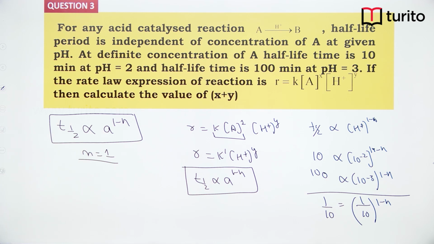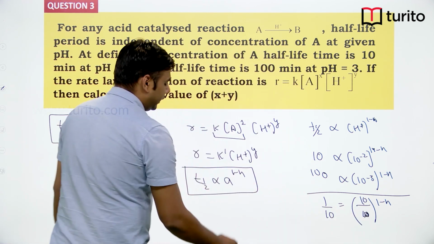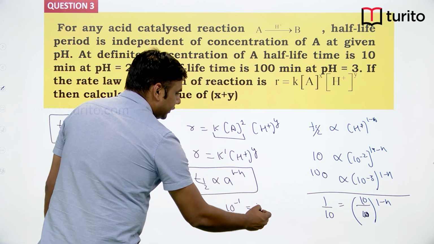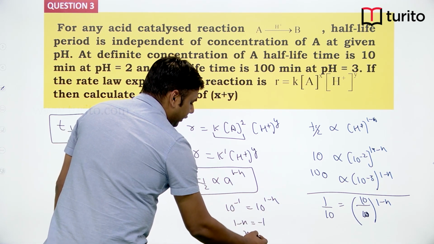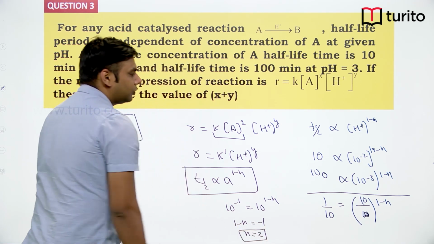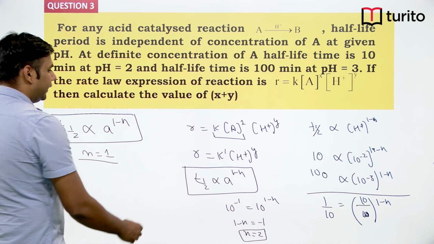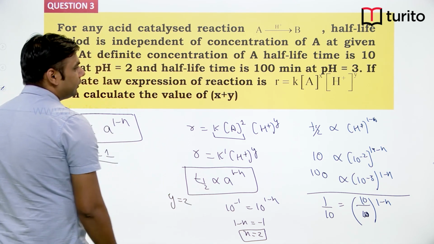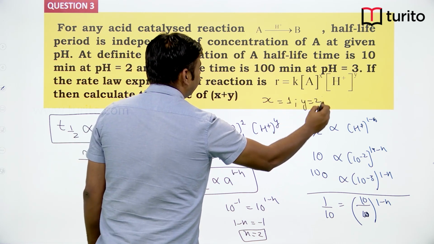Okay. So when you divide this, it becomes 1 by 10, and this becomes 10, sorry. So basically we will say that 10 raised to minus 1 is equal to 10 raised to 1 minus n. So 1 minus n is equal to minus 1. So n will be equal to 2. So order with respect to H plus is n, that is y in this case. So the value of y is 2. So the rate equation will be x is 1, y is 2, x plus y would be 3.